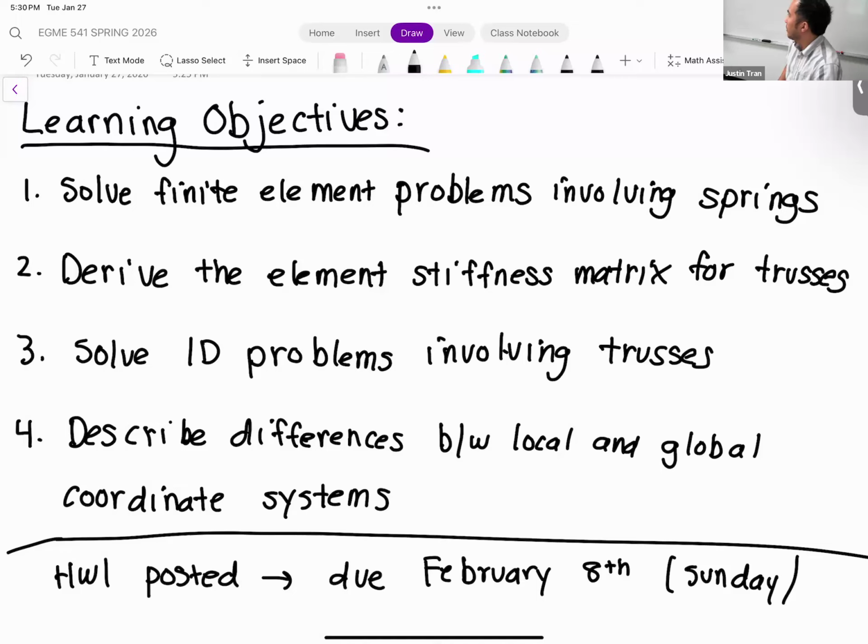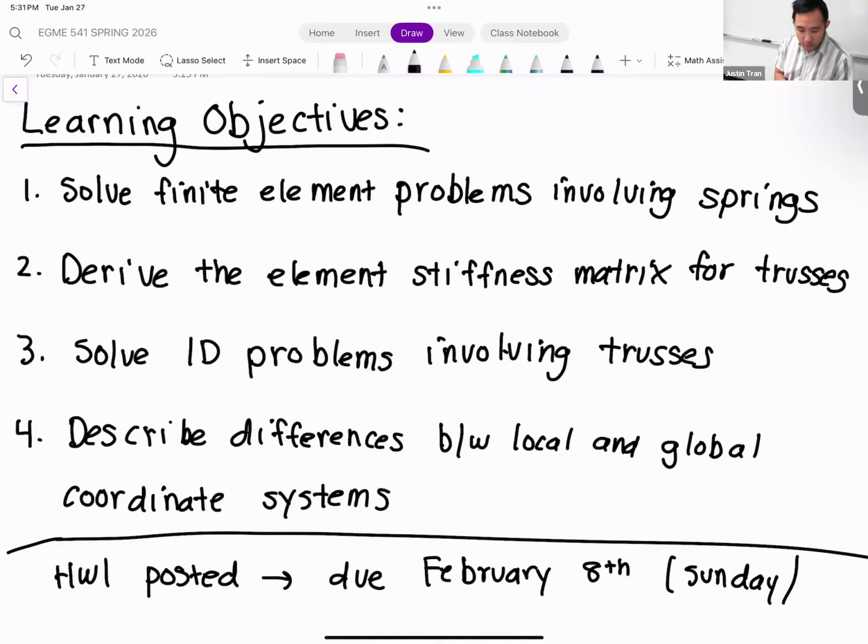The thing with the direct stiffness method is that we have to derive each type of element very explicitly. And so we're going to go through different structural members: springs, trusses, beams, and then eventually frame elements as well.